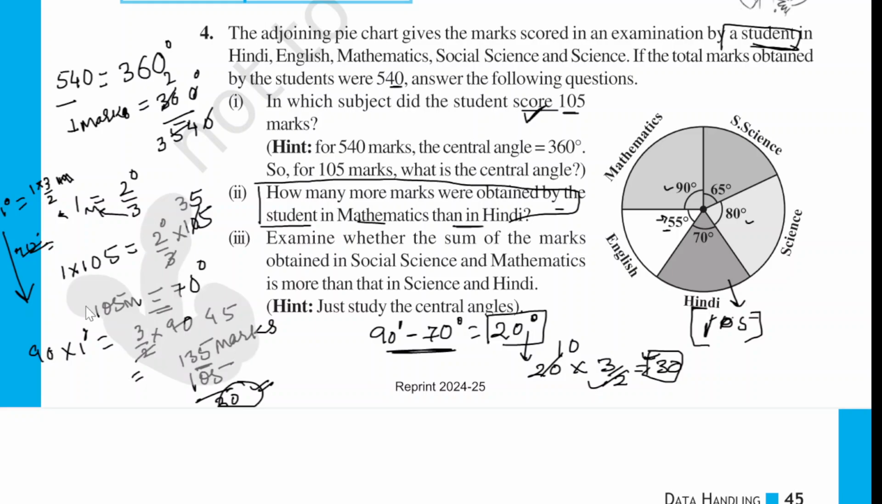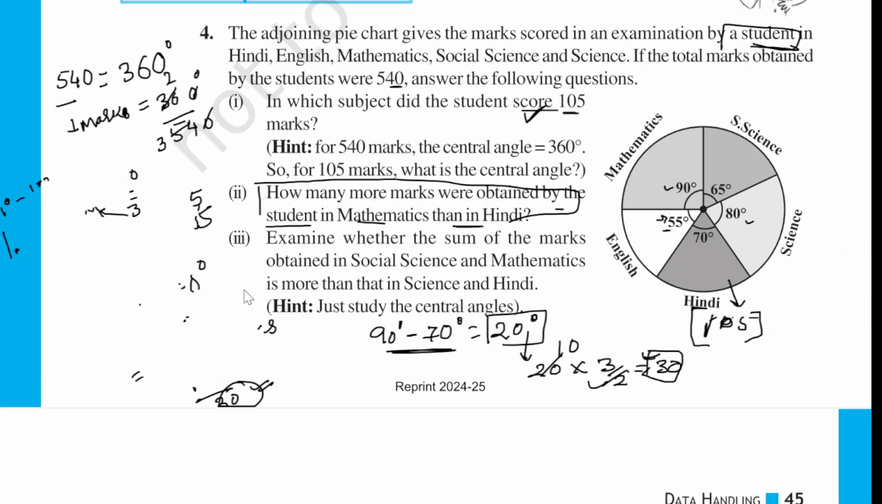Now, examine whether the sum of marks obtained in social science and mathematics is more than that in science and Hindi. So we have to examine whether the sum of marks obtained in social science and maths is more than that obtained by him in science and Hindi. So we have to compare social science plus maths with science plus Hindi. We will find the central angles of these two.